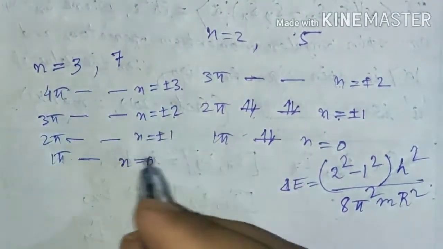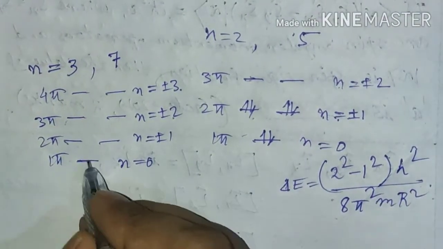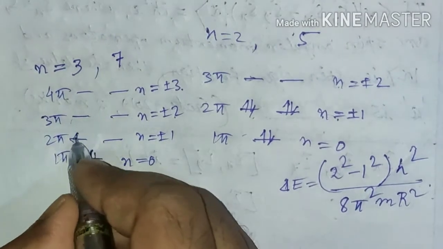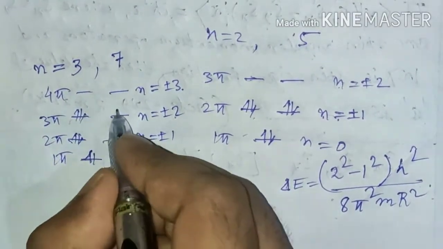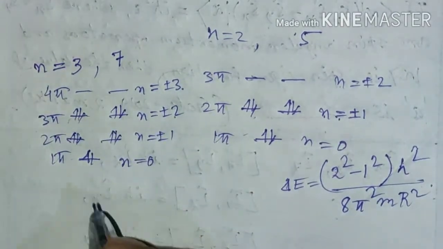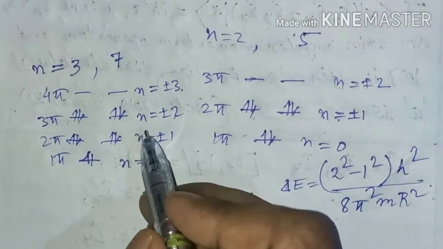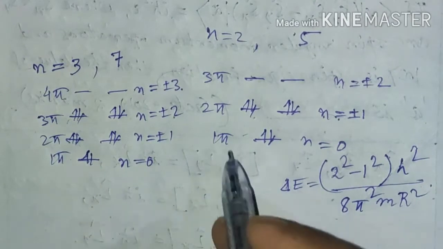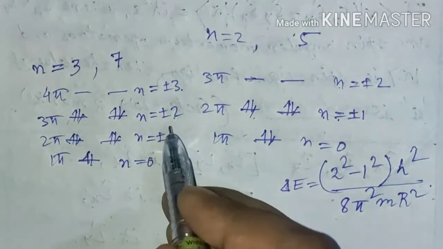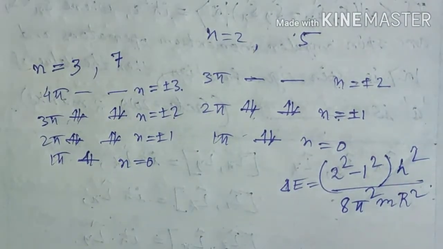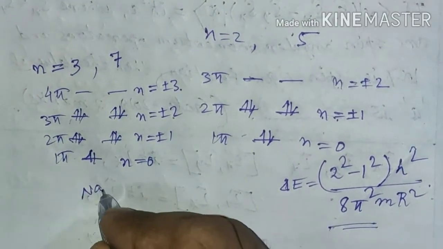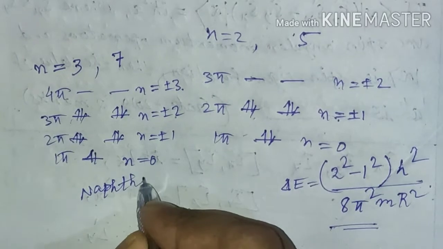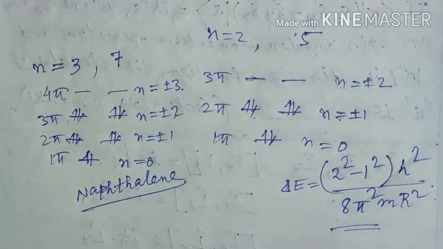And since in naphthalene there are 10 conjugated electrons, they will be distributed like this. And if we want to calculate the transition energy, we can calculate it easily putting m equal to 3 and n equal to 2 and using this expression. It is for naphthalene. Now let's see some questions related to this topic.